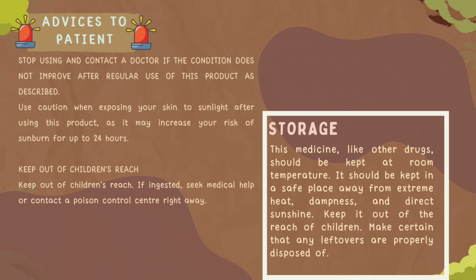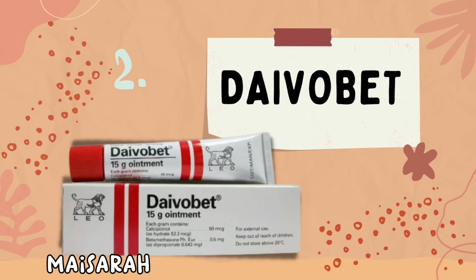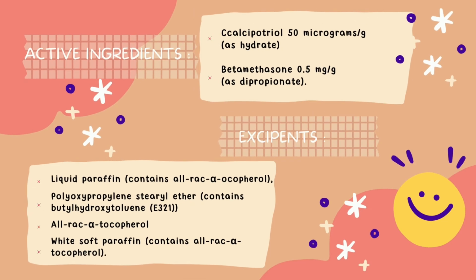Make certain that any leftovers are properly disposed of. Now, the second ointment we choose is Divobat. Active ingredients in this ointment contain calcipotriol 50 microgram, which acts as hydrate, and betamethasone 0.5 mg, which acts as dipropionate. The excipients contain liquid paraffin.